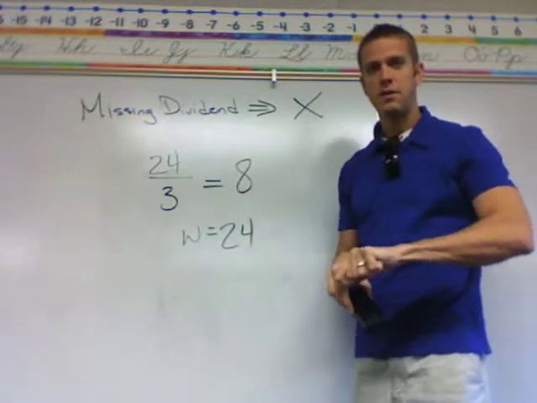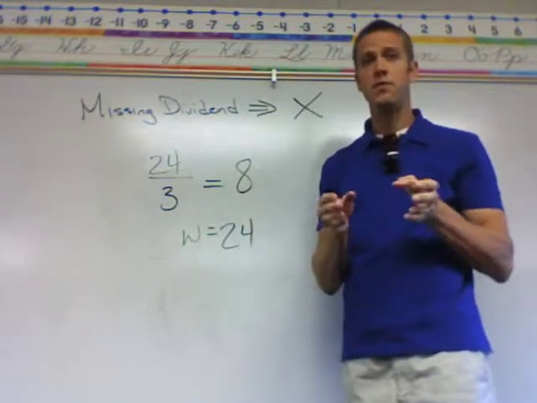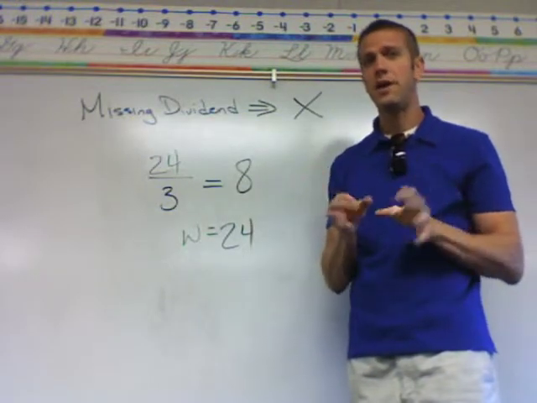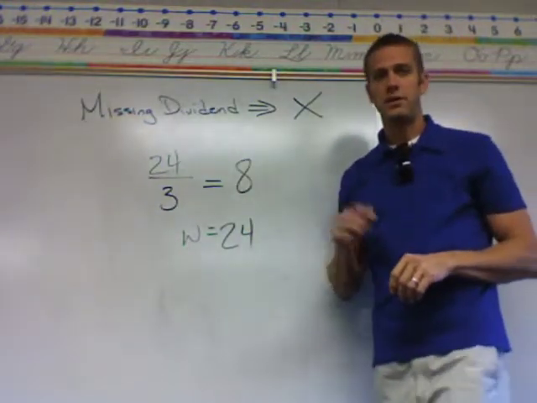All right? Now you know how to find missing numbers in multiplication and division problems. Most of the time you divide. Just divide the two numbers. However, if your dividend is missing, multiply the other two numbers and you'll find your dividend.